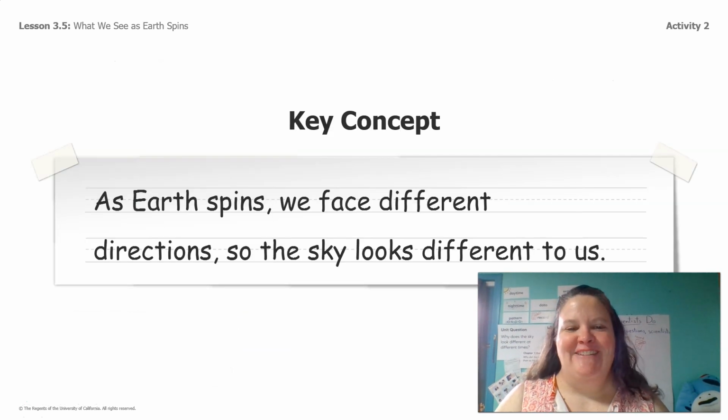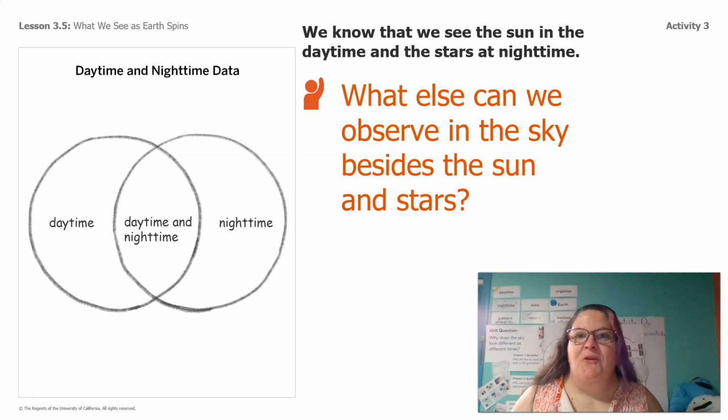So all those different activities we did today helped us figure out that as the Earth spins, we face different directions, so the sky looks different to us. We know that we see the sun in the daytime and the stars at nighttime. What else can we observe in the sky besides the sun and the stars?